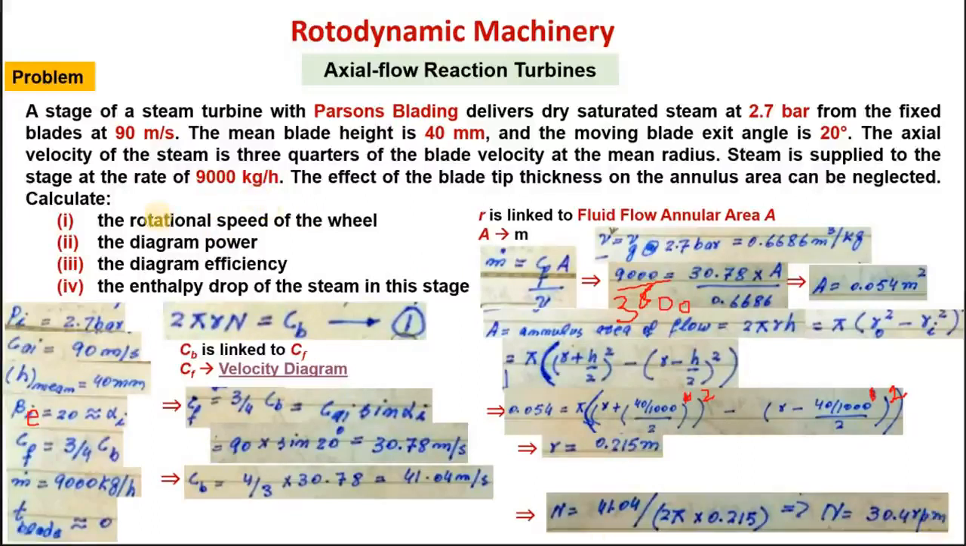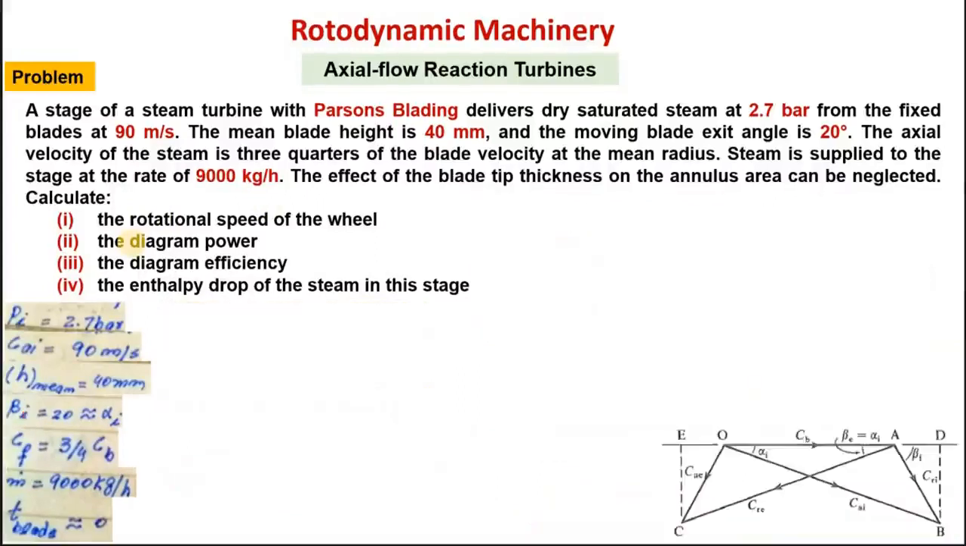So this was part 1, right? Now let's go to the next part. Next part is to find out the diagram power. So now we'll find out the diagram power. From the velocity diagram, we know what is the power output of Parsons turbine, and the formula is P is equal to m dot into CB into delta CW.